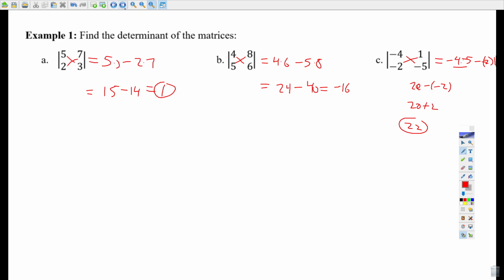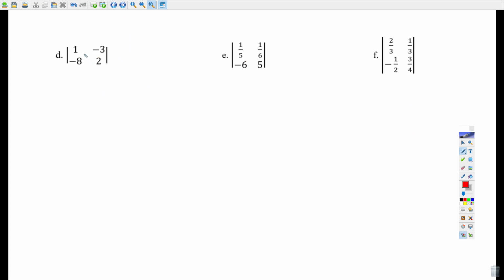That's it. We find determinants. Do some more. Multiply these together and subtract by these. So I'm going to do this all in one step now, without writing out both answers. 1 times 2 is 2. Minus negative 8 and negative 3 together make a positive 24. So 2 minus 24 is negative 22.